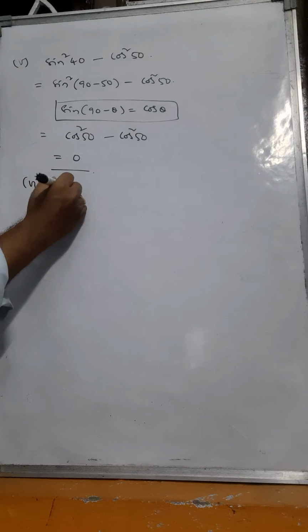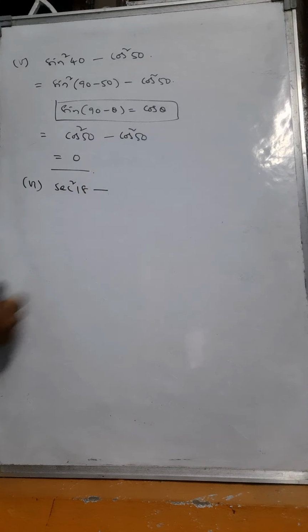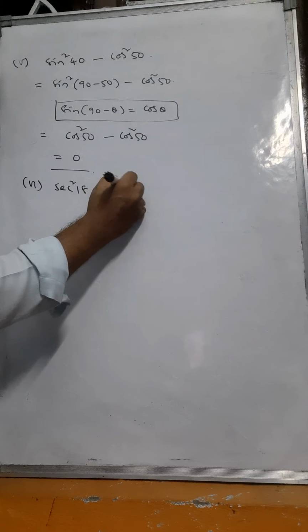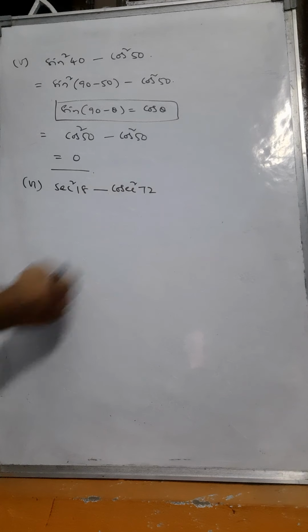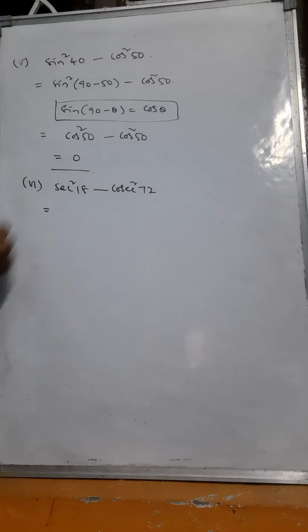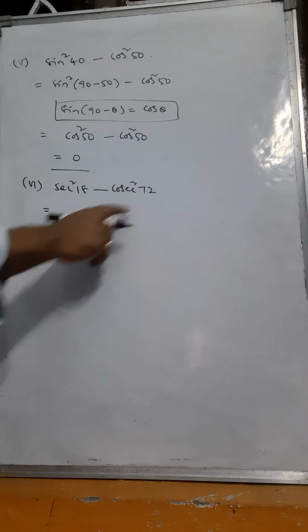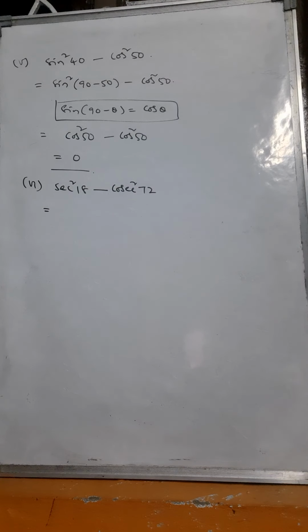Sec square 18 minus cosec square 72. So sec square 18 minus cosec square 72. 18 and 72, 18 plus 72 is 90. So 18 and 72 both are complementary angles. So 18 can be written as 90 minus 72. 72 we can write it as 90 minus 18.